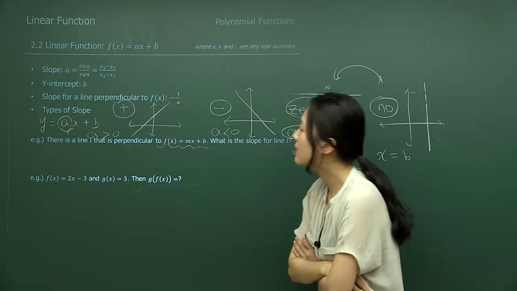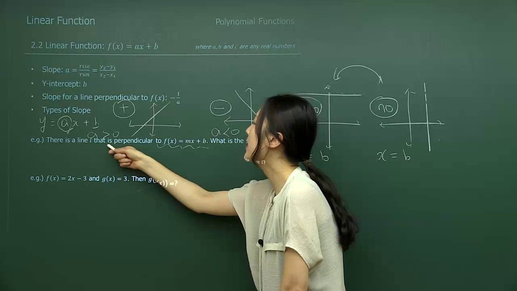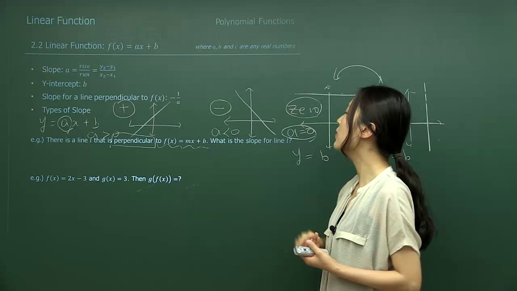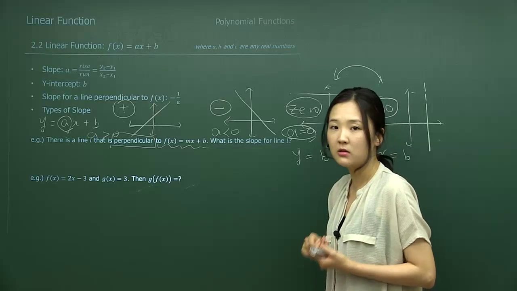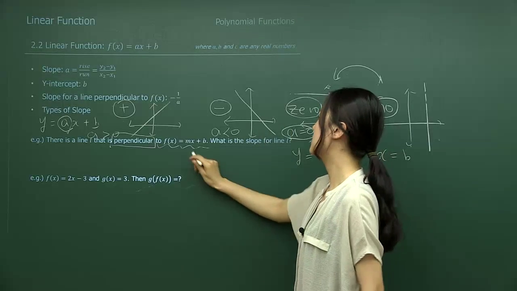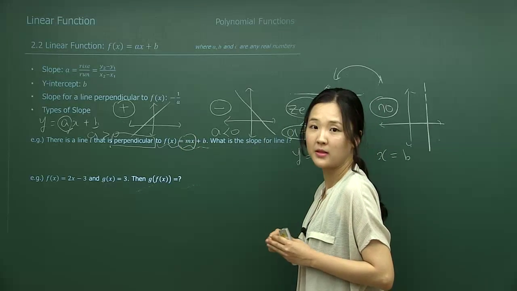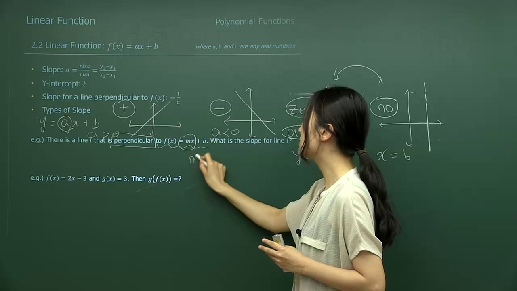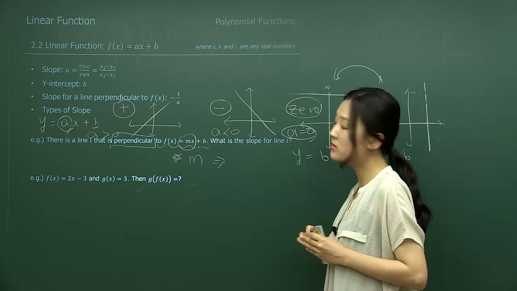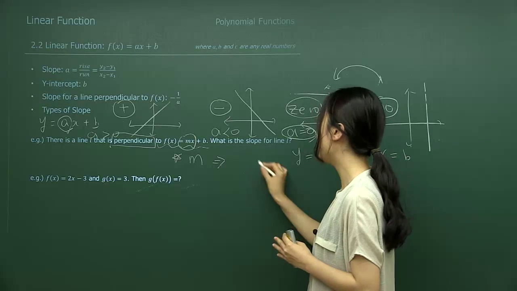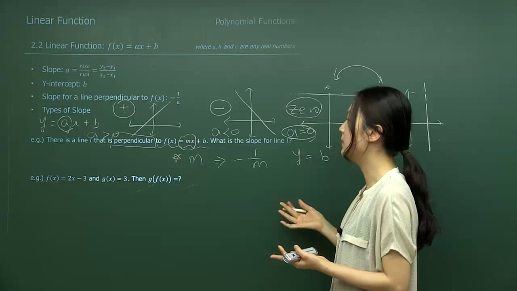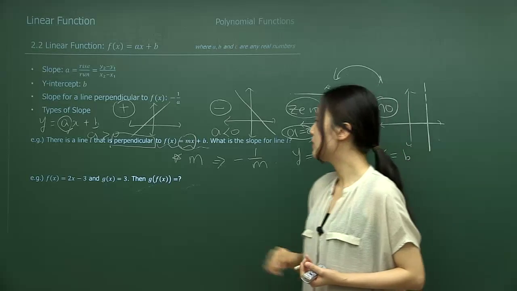It says that there is a line L that is perpendicular. Remember what we said about perpendicular lines? There is only one thing that we know about perpendicular lines, right? What was that about? The slope. What is so special about the slope for the perpendicular line? If your slope was initially m, then the perpendicular line must have a slope that is negative 1 over m, right? It's really simple.